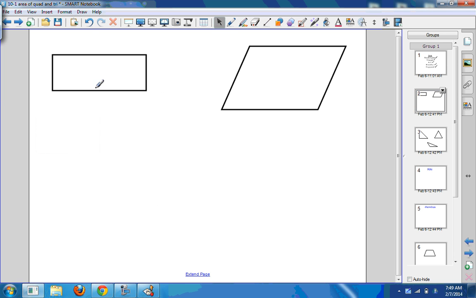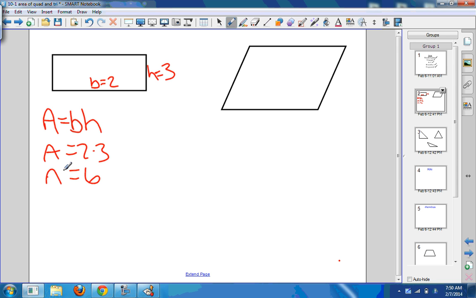Here we have a rectangle. If you don't know how to find the area of a rectangle, then you should probably go back to 6th grade math. So the area of a rectangle, we all know, is the base times the height. So here we have the base, here we have the height. If the base is equal to 2 and the height is equal to 3, 2 times 3, the area is equal to 6.